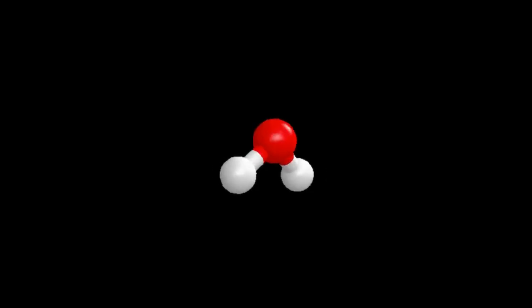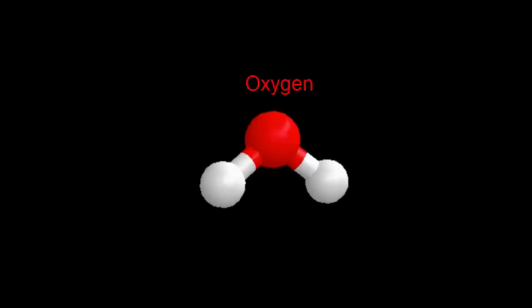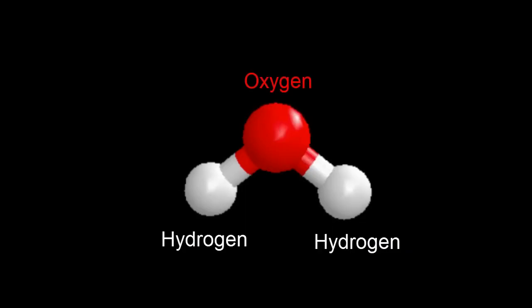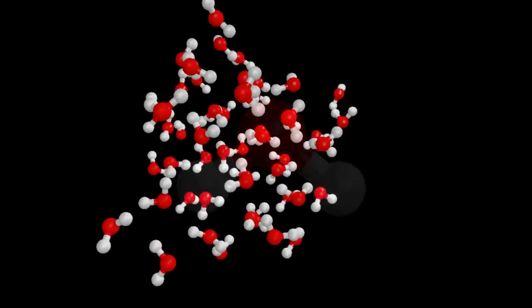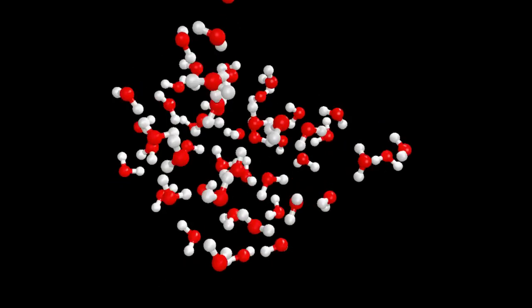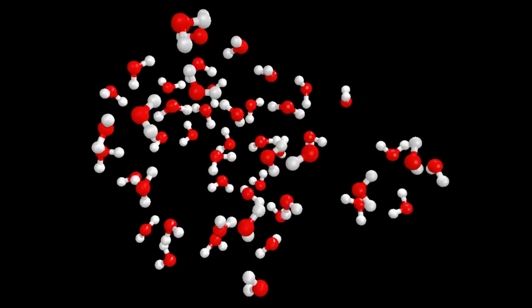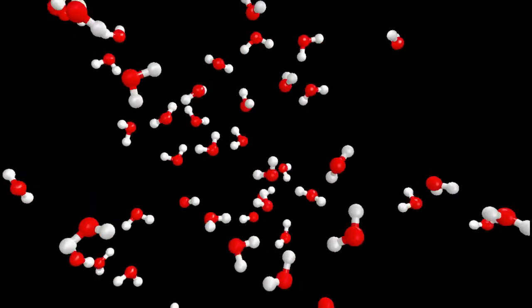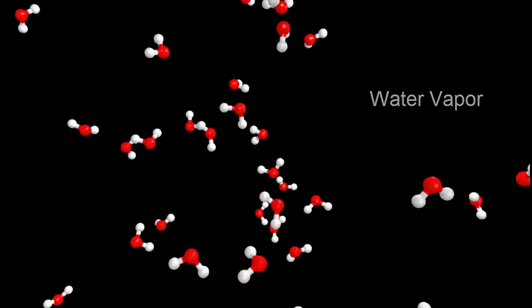So we'll start with the water molecule. The red is oxygen, and the two white atoms are hydrogen. That's H2O. Water molecules are always moving. When we add heat, they move faster. And if we add enough heat, they'll spread out and they'll form a gas. We call that gas water vapor.